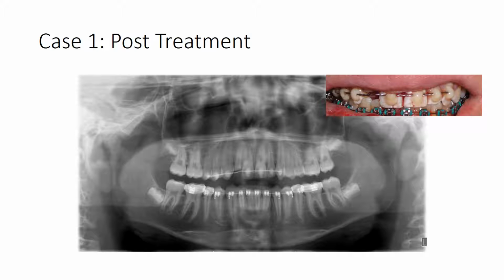This is the same patient post-treatment. You can see there's been application of a dental splint bridging the right maxillary central incisor, and you usually want to get at least 2 stable teeth on either side of the luxated tooth.